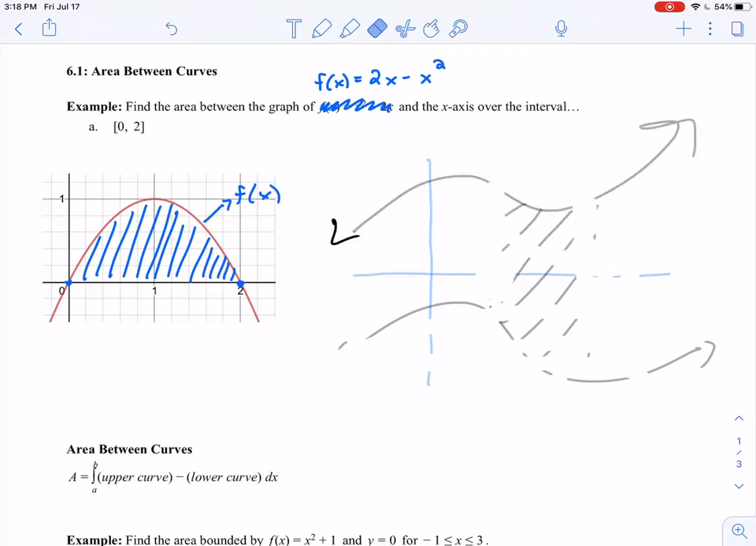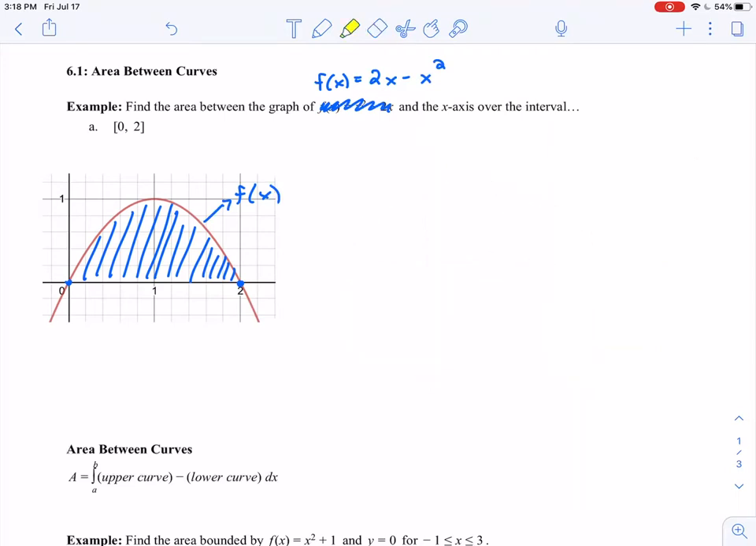But before we do that, I want to do just a little bit of review. I would like to find the area between the graph of f of x equals 2x minus x squared and the x-axis over the interval 0 to 2. So here I've sketched in and shaded the area that I'm looking for. This red function is my function f of x.